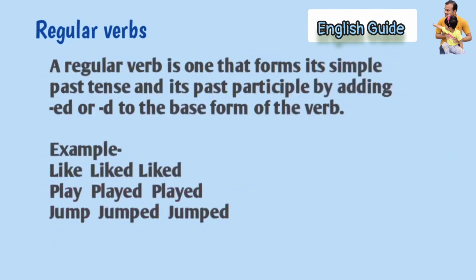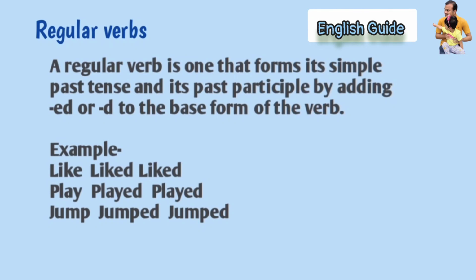So let's now come to regular verbs. A regular verb is very simple to identify because it forms its simple past and past participle by adding ed or d to the base form of the verb. Like is a base form, play is a base form, jump is a base form. So like, liked is the past tense, created by adding d here.